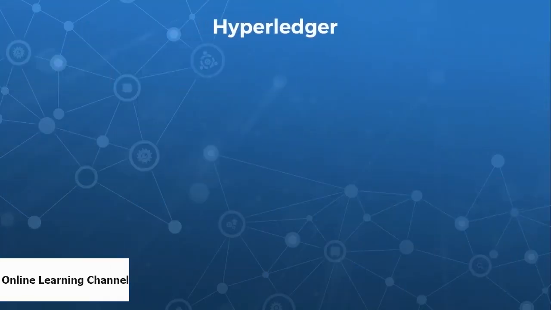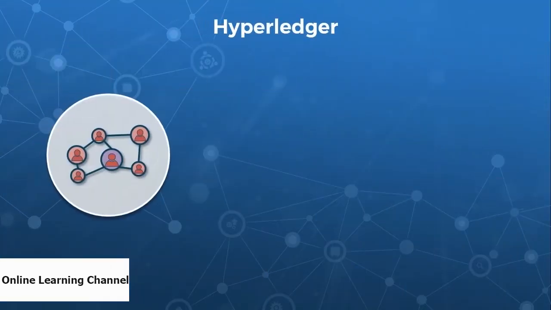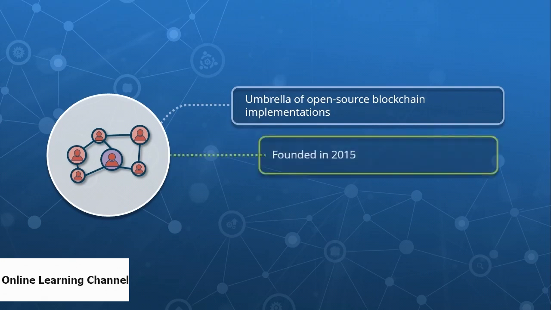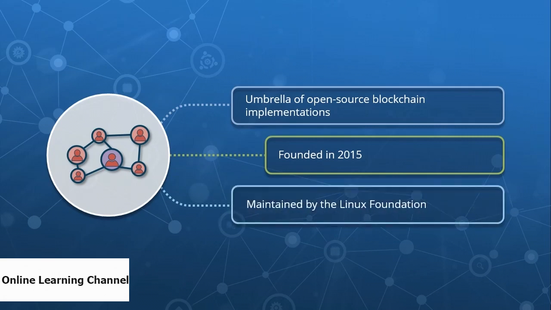So as mentioned, Hyperledger is not a single blockchain solution, but is in fact an umbrella of open source blockchain implementations. So you have multiple solutions available, each of which could be industry specific. The Hyperledger project was founded in 2015, so by now, considerable research has gone into these solutions. This is something which is maintained by the Linux Foundation, which means that all of their open source experience has been employed in developing the solutions in the Hyperledger project.